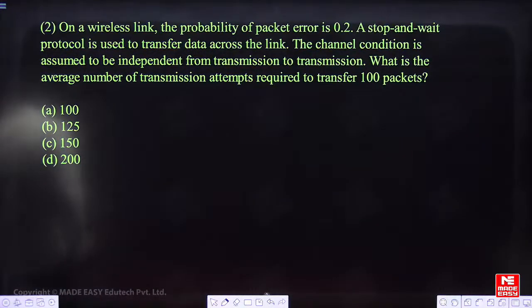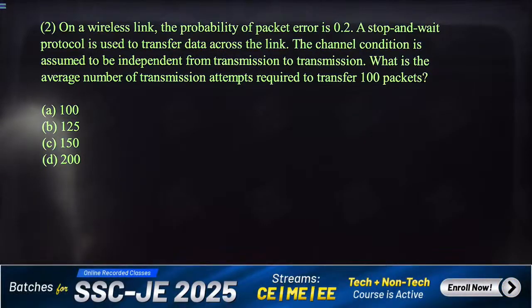Yes, it is a flow control. Harish, correct. Ram Kumar Sir. Okay.